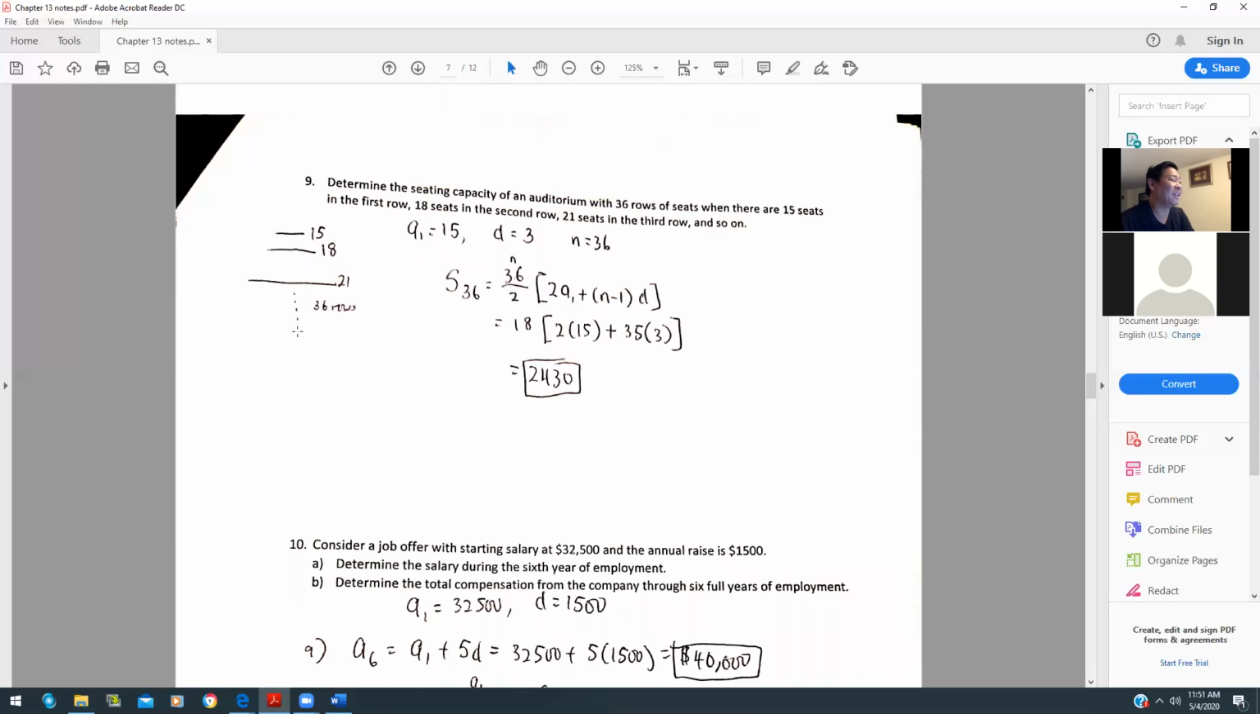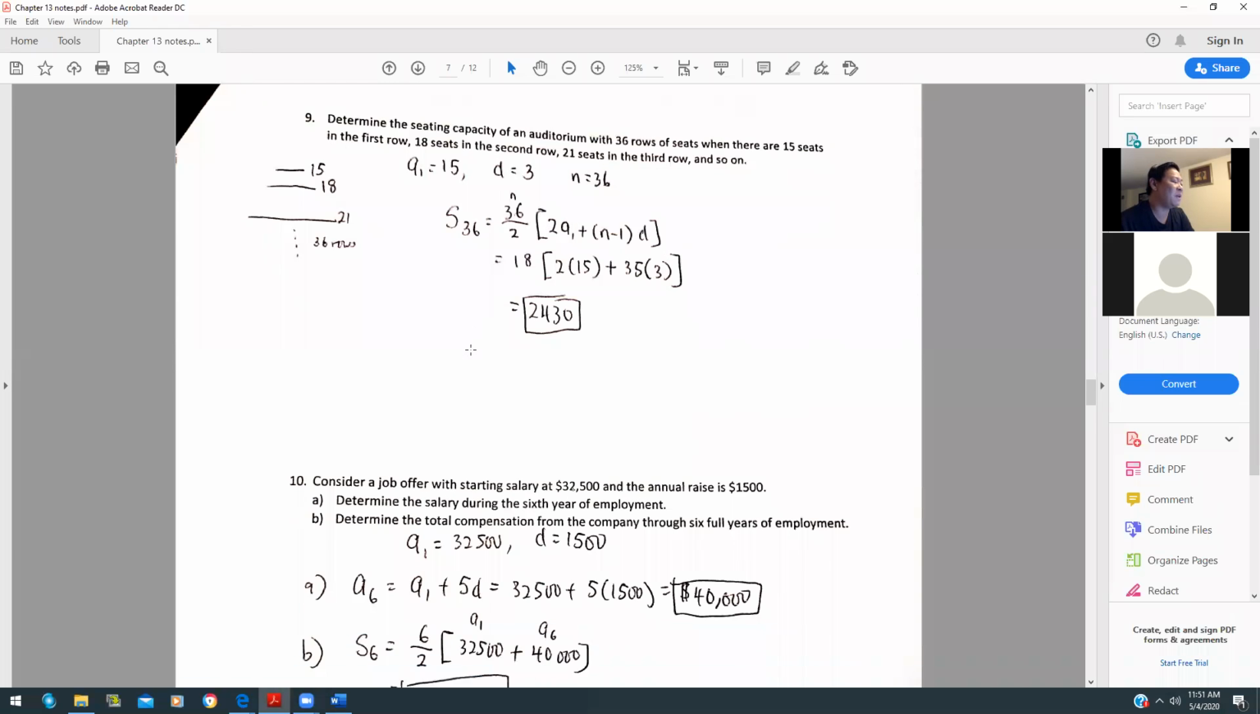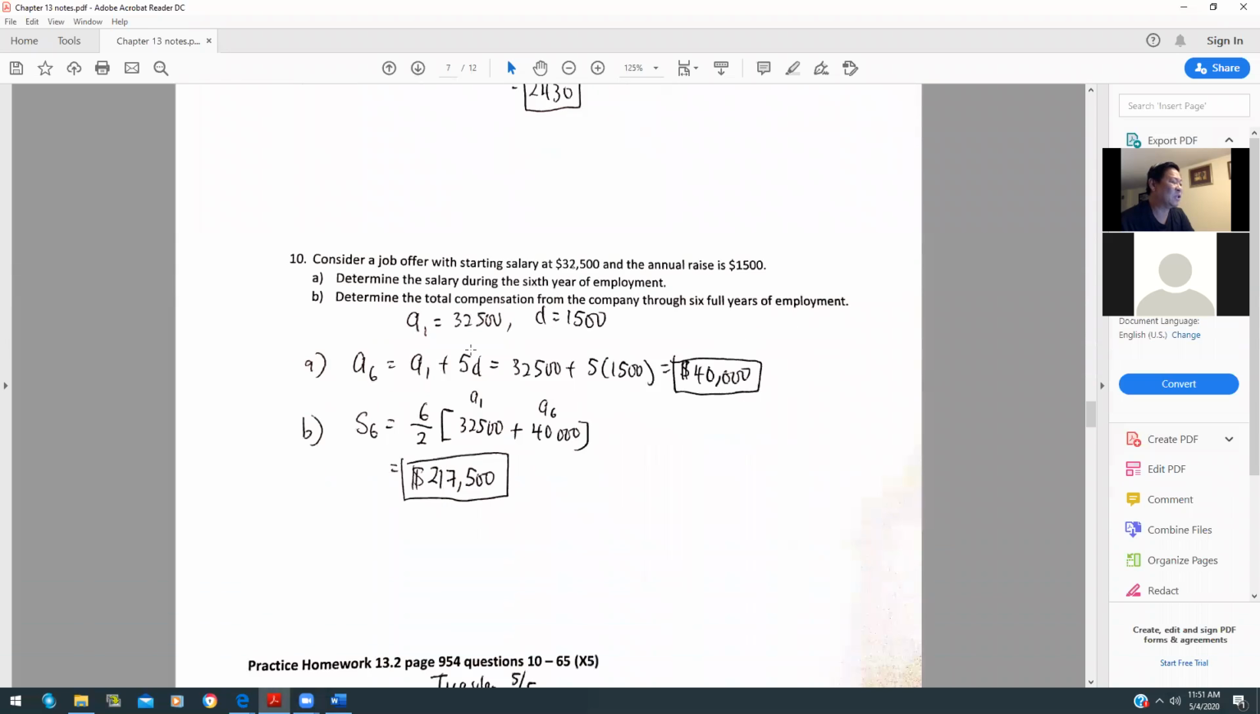Since we don't know how many seats the last row has, we use the other formula, n over 2 times 2a1 plus n minus 1 d. So don't forget, you have two formulas if you want to find the sum. Since the question here doesn't provide us the last term, you have to use this formula in this case. So mostly the arithmetic sequence is a little bit easier to do.